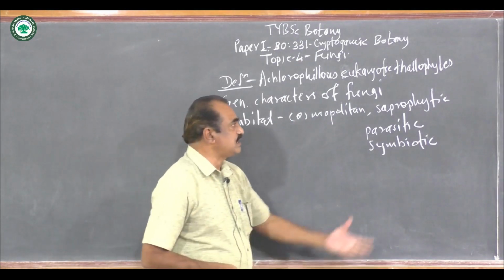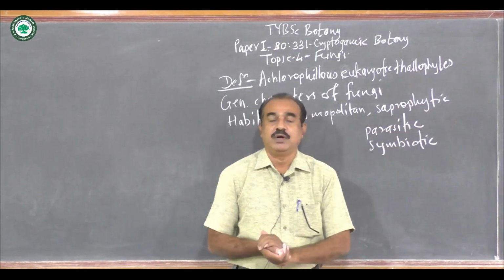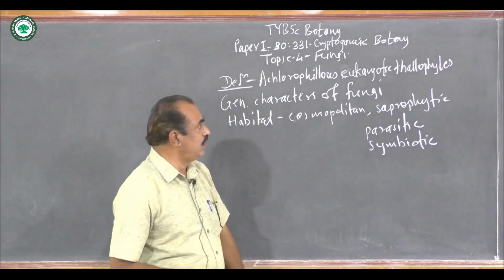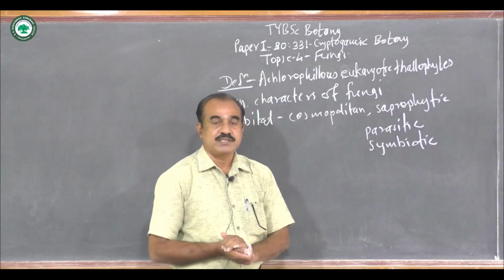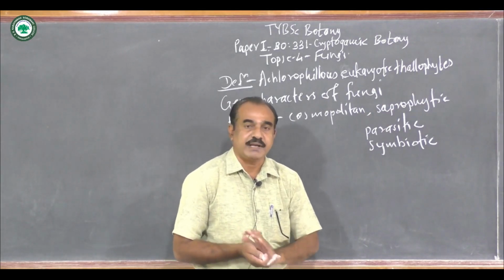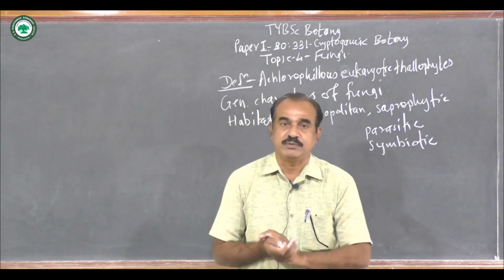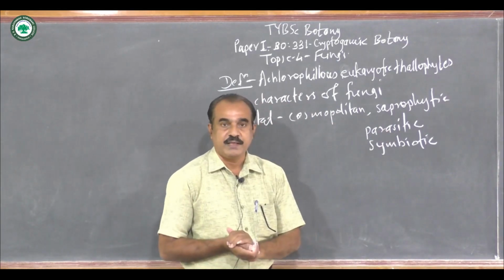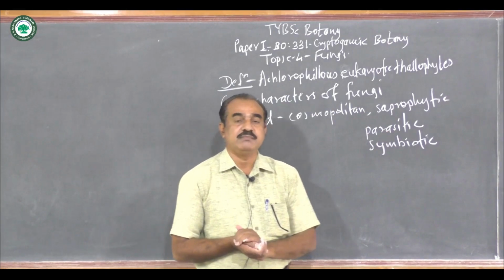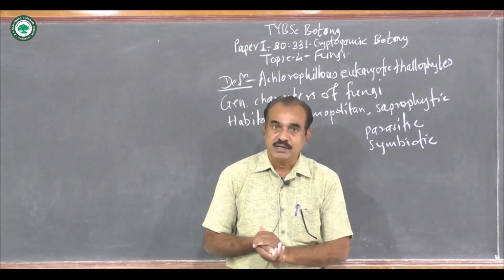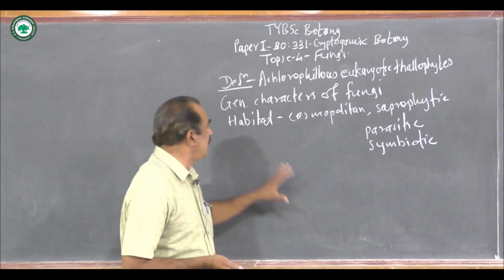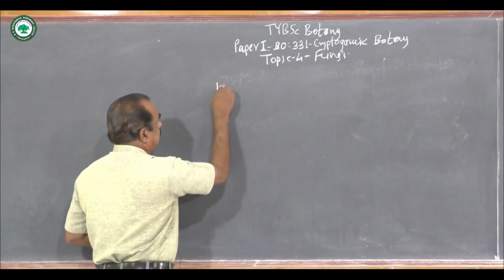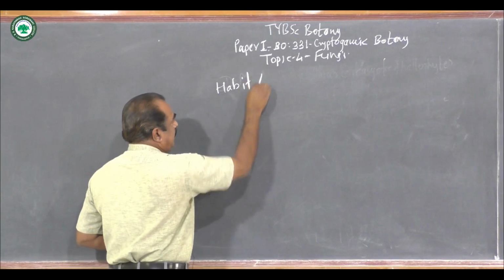Now some fungi are saprophytic, that means they are found on the dead remains of the plants and animals. So such type of fungi are called the saprophytic fungi. Some fungi are parasitic, that means they are parasites in or on the surface of the plant body, and such a type of fungi are called the parasitic fungi. And some fungi form a symbiotic relationship with alga, for example lichen. So this is about the habitat. Next, that is the habit, that is the structure.